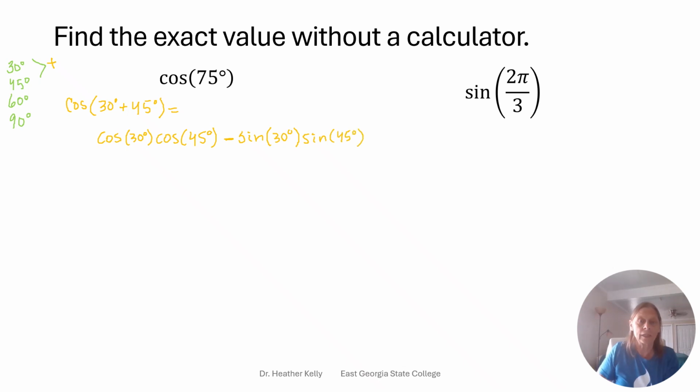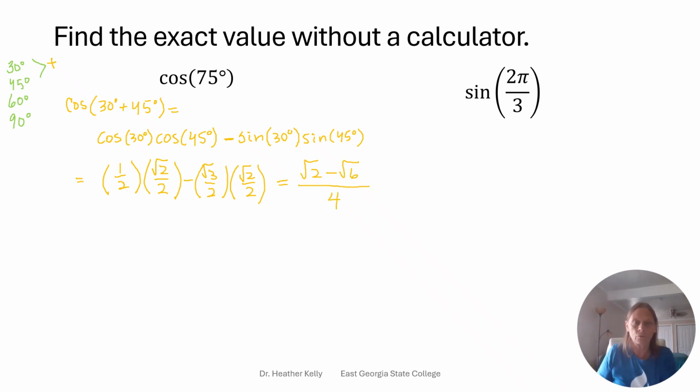Now expect that you're going to get some really ugly numbers out of all of this. So this is equal to the cosine of 30 degrees is 1/2. The cosine of 45 degrees is the square root of 2 over 2 minus the sine of 30 degrees is square root of 3 over 2, and the sine of 45 degrees is the square root of 2 over 2. Now I think we've dealt with some of these really ugly numbers before, but let's just clean this up here. So we get root 2 minus root 6 all over 4.